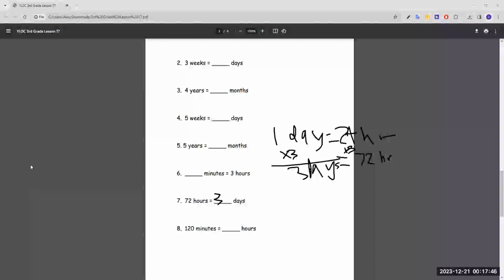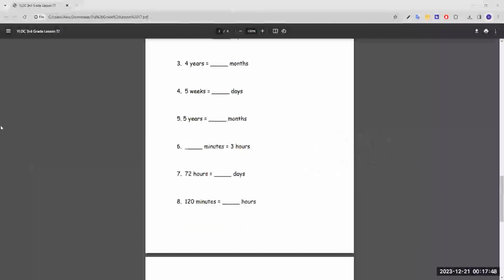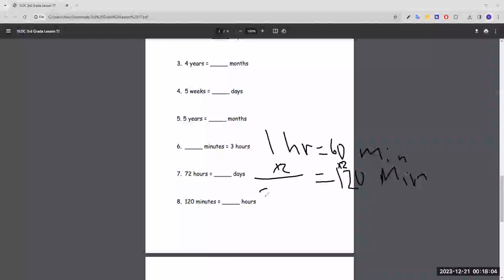Number 8, 120 minutes equals blank hours. 1 hour is the same thing as 60 minutes. We have 120 minutes. And to get from 60 to 120, we multiply by 2. So we would do the same here to get 2 hours. And that's the answer for number 8. And that's all we're going to do for today.